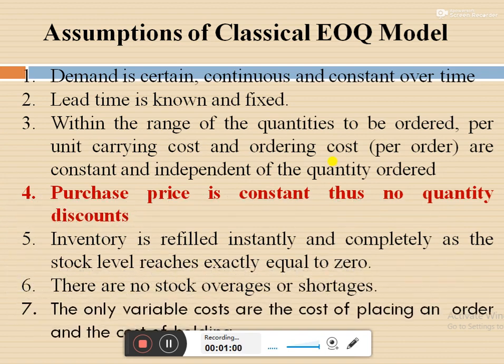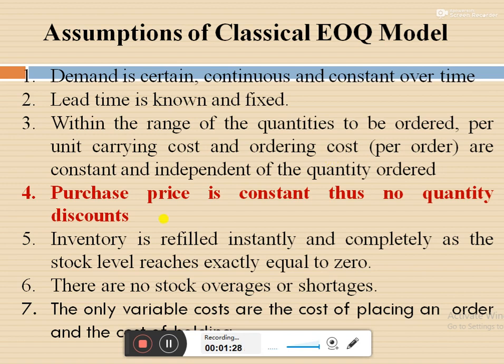So to optimize any inventory situation, if you want to apply the classical economic order quantity model, then these assumptions should be fulfilled. But in real life, there can be some situations in which these assumptions or some of these assumptions cannot be fulfilled. To handle those situations, we need to incorporate some modifications into the existing classical economic order quantity model.